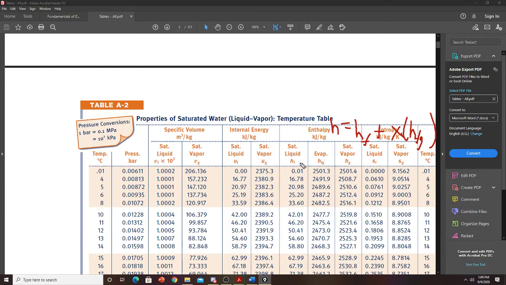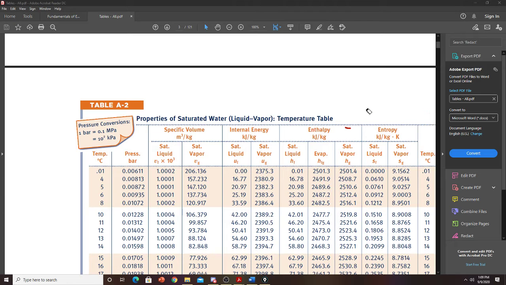So HF is still your saturated liquid value. HG is still your saturated vapor value for enthalpy, just like it was for internal energy. But they've added a new column for HFG, which is these two subtracted. And you can verify this, right? You could do 0.01 minus this, and you will end up with the one in the middle. So they just added a column for your convenience to help you do that calculation quicker.